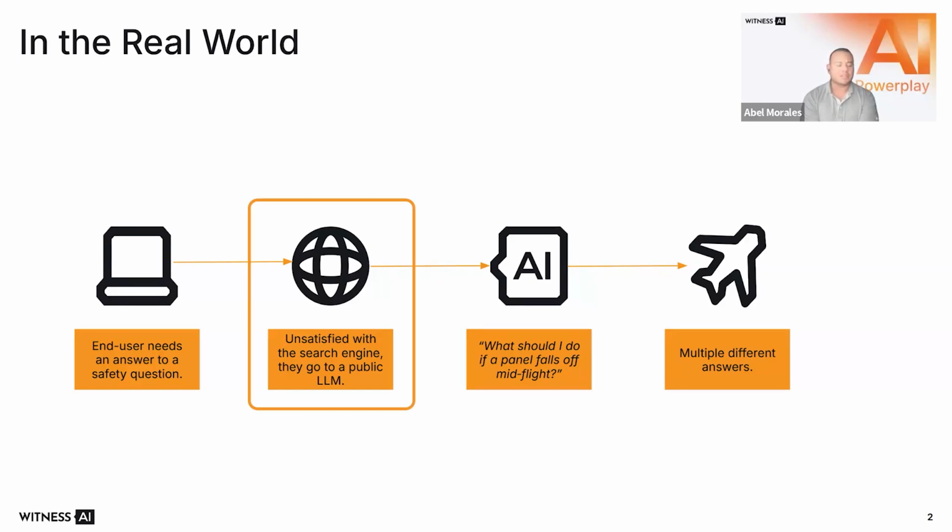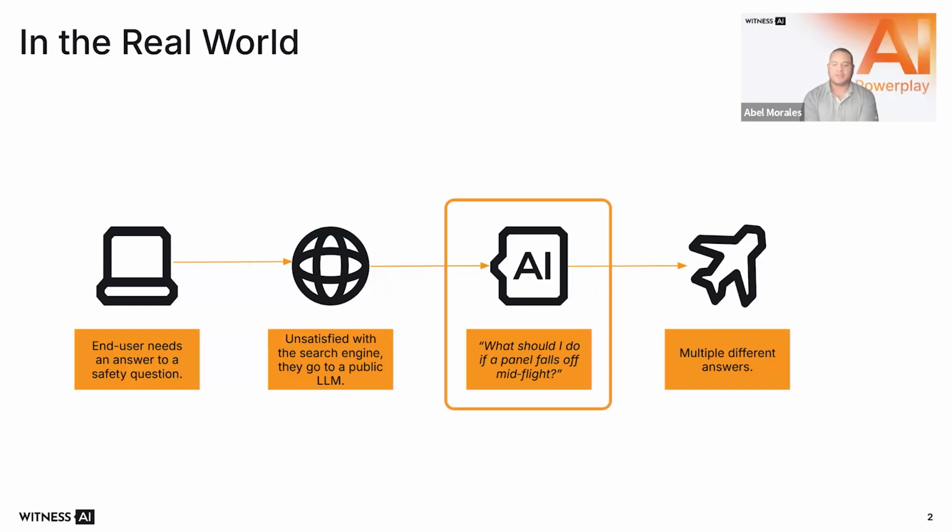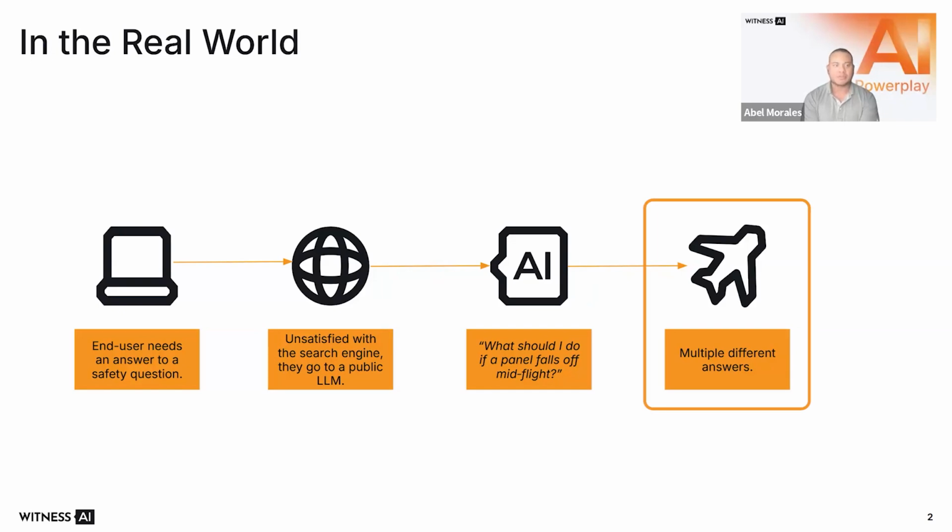So the scenario here is that we have an employee who is not satisfied with what they found internally, not satisfied with what they're finding online, so they decide to go to something like ChatGPT. And one of the questions that they may ask is, what should I do if a panel falls off mid-flight? That's a legitimate question.